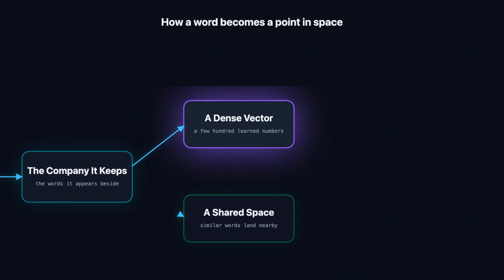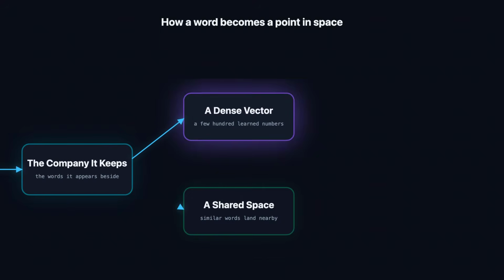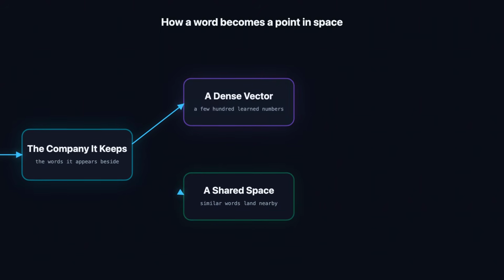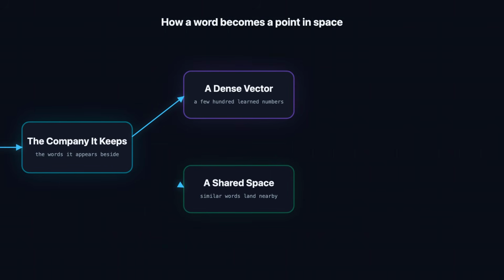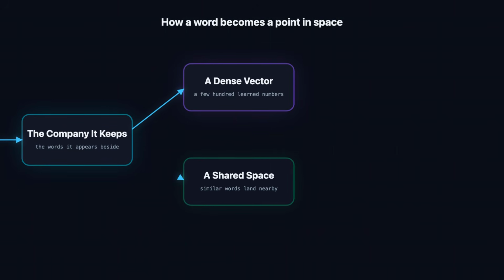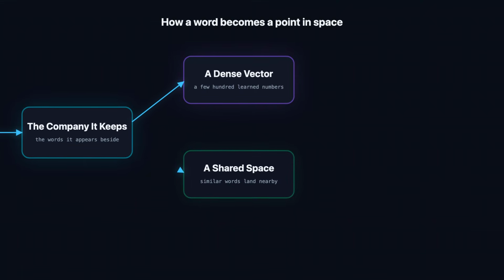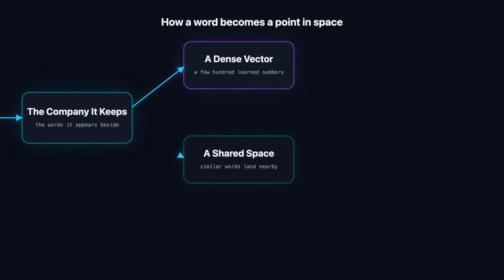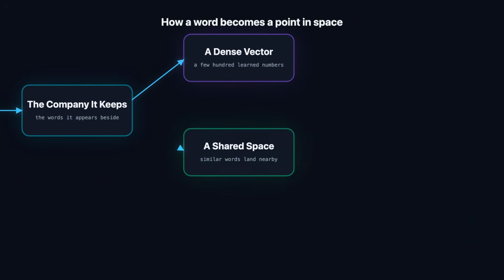From those contexts, the model learns to place the word as a dense vector, a list of maybe 300 numbers rather than a lone symbol. Words that kept similar company end up with similar numbers, so their vectors point in nearly the same direction. Meaning is now baked into a compact string of coordinates.